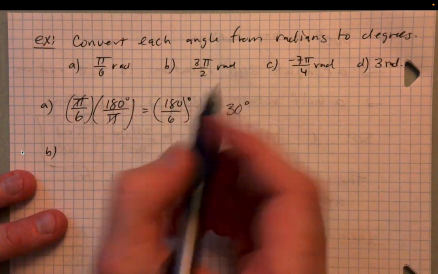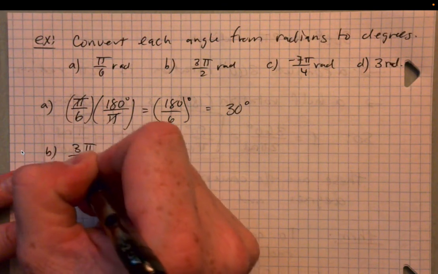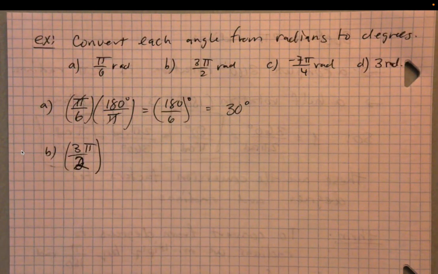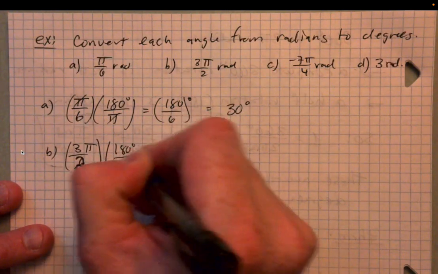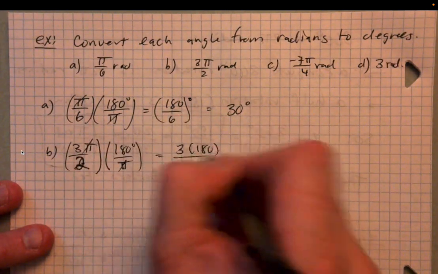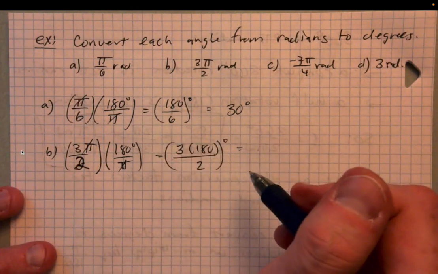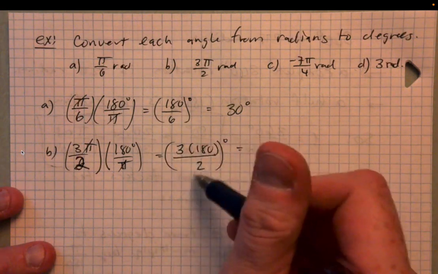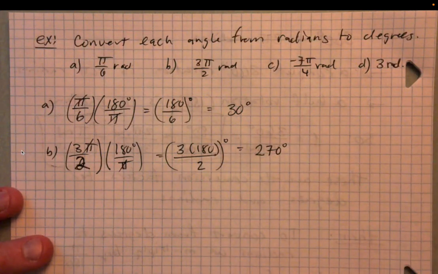Okay, what about the second one? 3 pi over 2. If I want to convert from radians to degrees, again, I multiply by 180 degrees over pi. Pi's will cancel, and I get 3 times 180 over 2, and that's degrees. You have to do a little bit of math there, but you'll see that this is 3 times 90, which is 270.